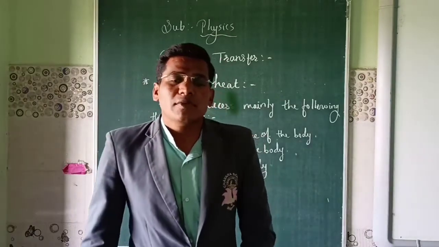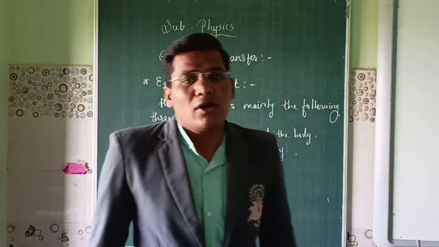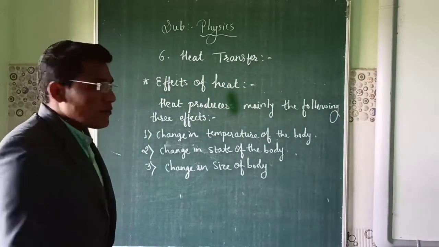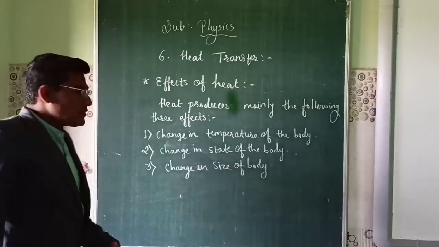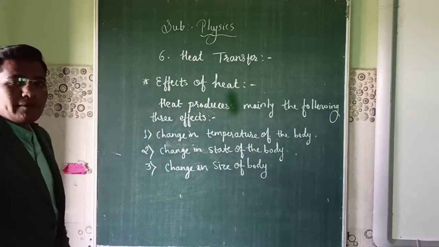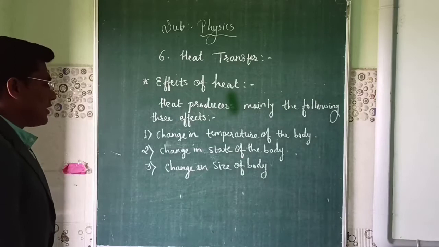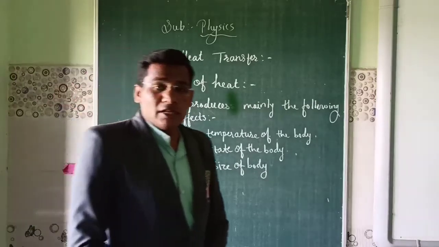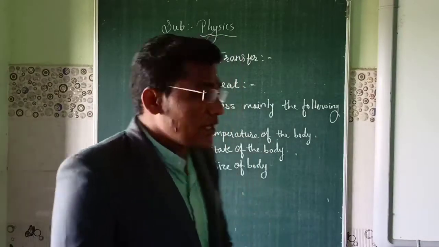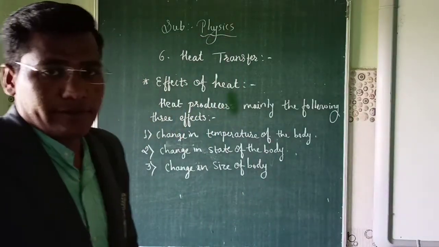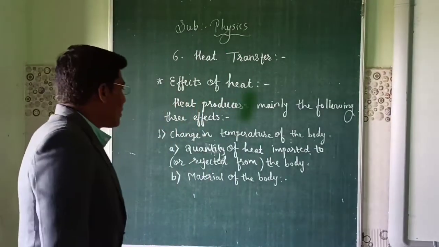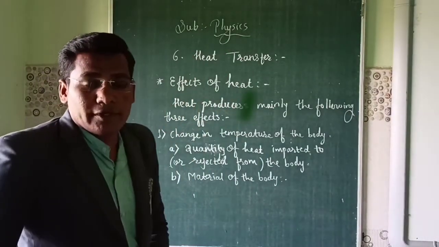Now the next topic of the lesson is effect of heat. Heat produces mainly the following three effects. First one, change in the temperature of the body. Second one, change in the state of the body, and the third one is change in the size of the body. So we will see the first one, change in the temperature of the body.